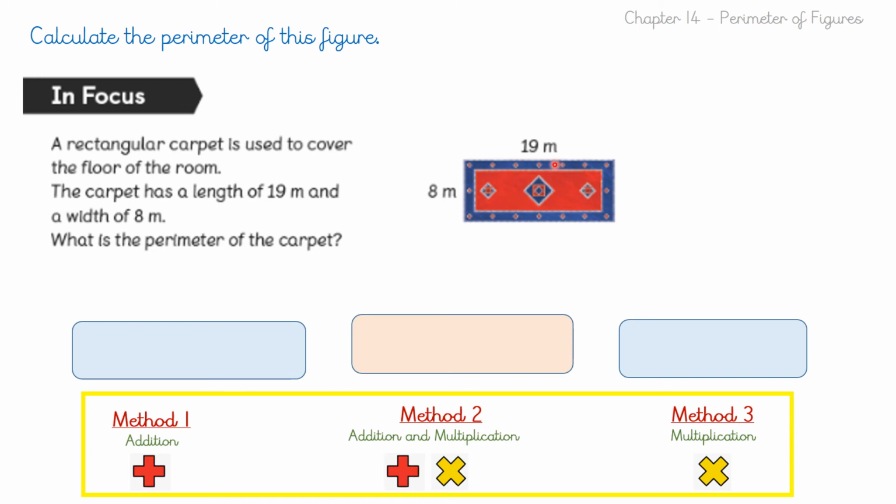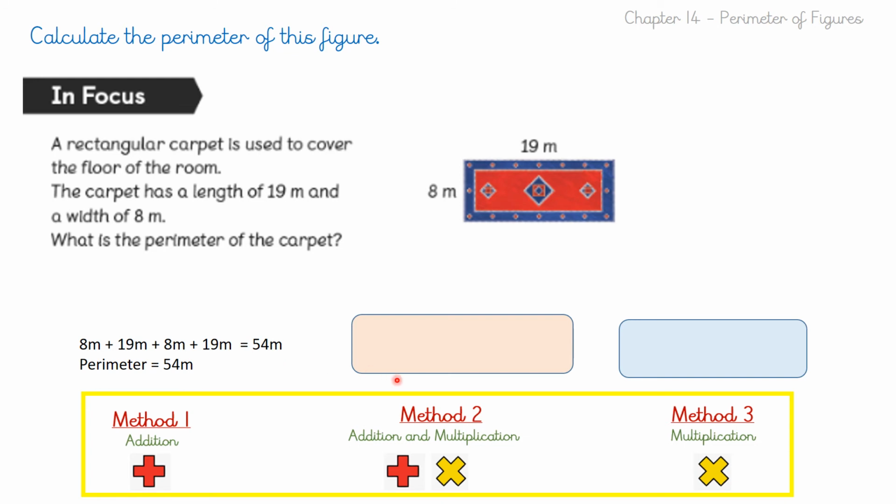So we have 2 sides that are 19 meters long and 2 sides that are 8 meters long. So we could solve it using the first method, addition, doing 8 meters plus 19 meters plus 8 meters plus 19 meters equals 54 meters. So just adding, and then the perimeter of the carpet is 54 meters.